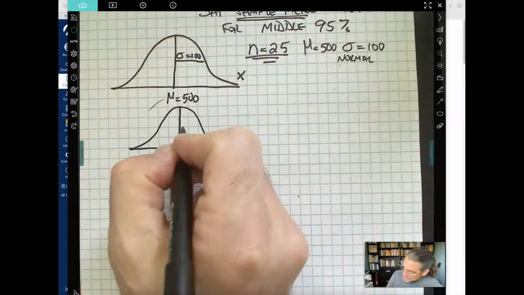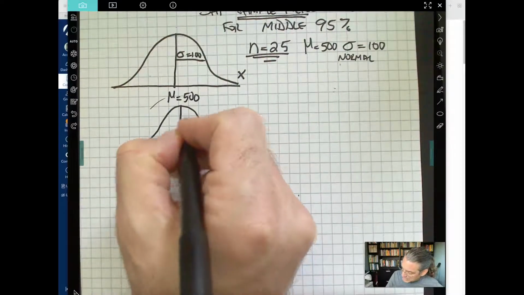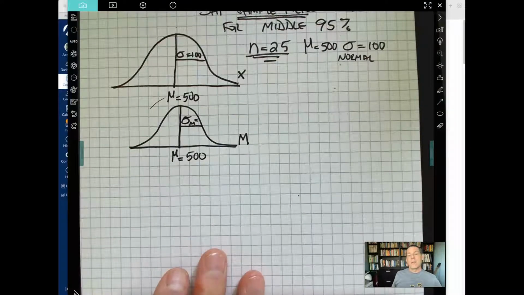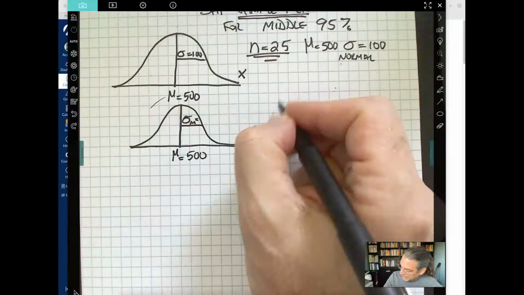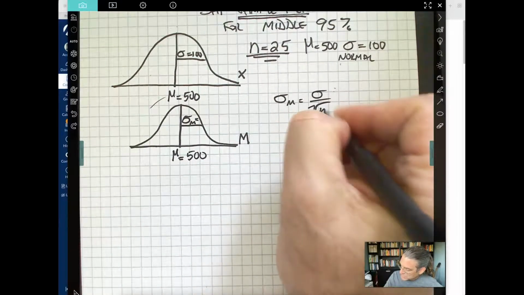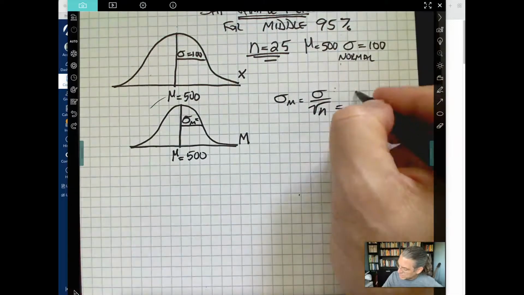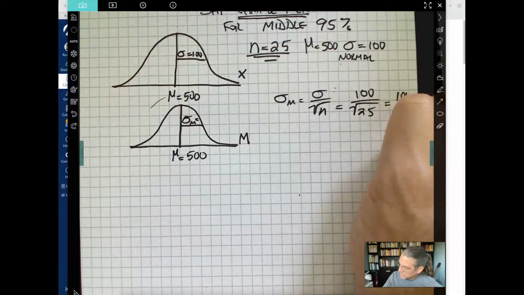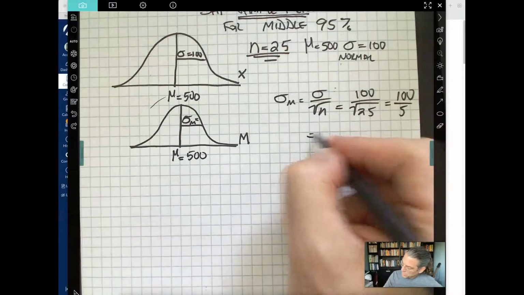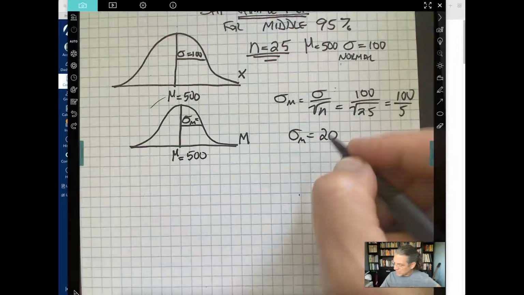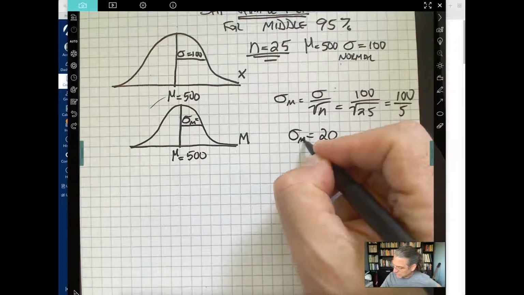The third thing the central limit theorem predicts for us is the standard deviation of all these sample means. It's what we call standard error, and again, it's equal to the standard deviation of the population over the square root of the sample size. So in our case, the standard deviation is 100. Sample size is 25. So that gives me 100 over 5, or 20. So that's the standard deviation of our sample means.